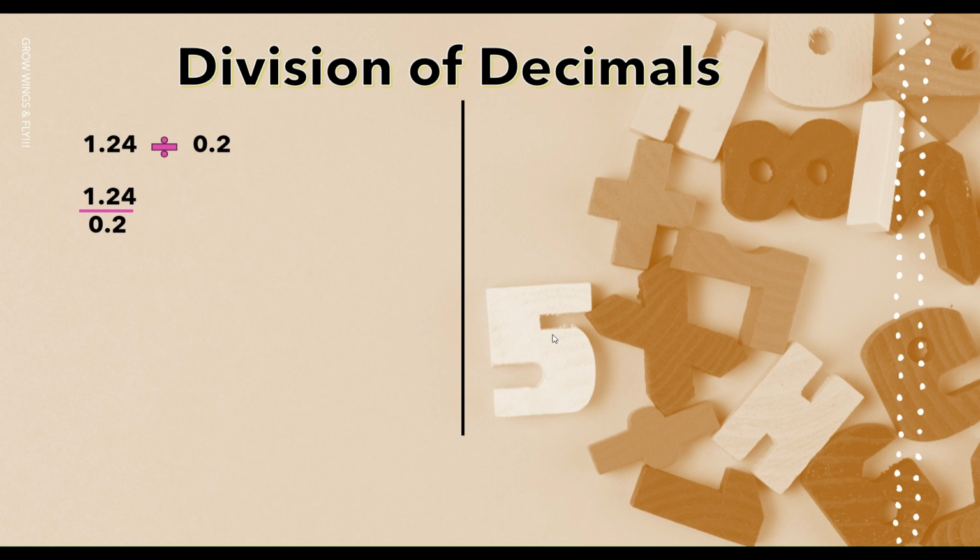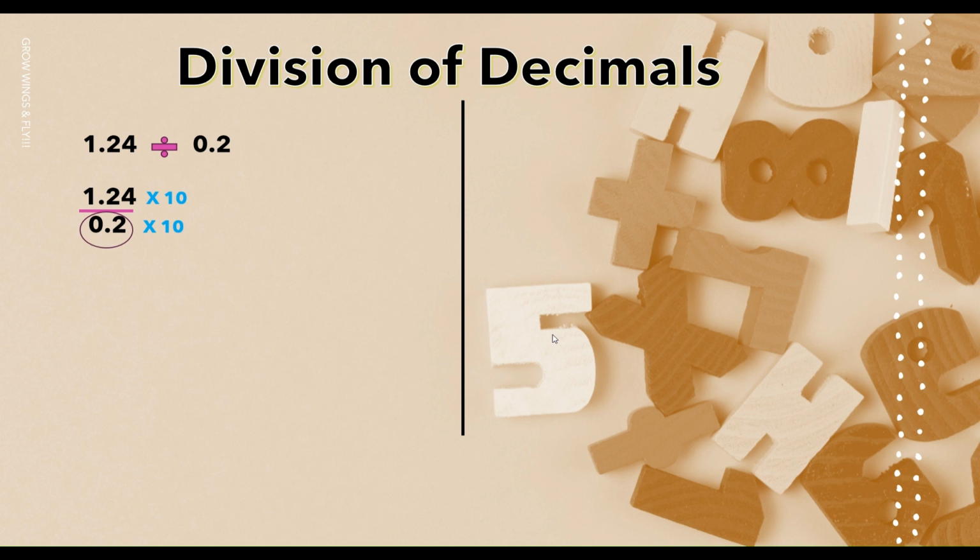Have a look at the denominator. In this case, it is 0.2. The second step is to get rid of the decimal point in the denominator. To remove the decimal point from 0.2, we would have to multiply it by 10. If you haven't already watched our video on multiply right divide left, we will leave a link in the description for you. So, we multiply the numerator and the denominator both by 10 in this case.